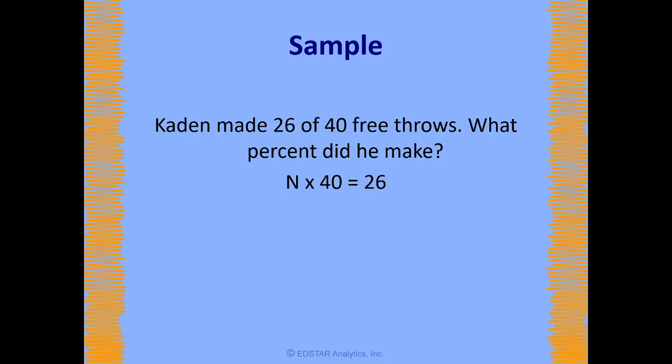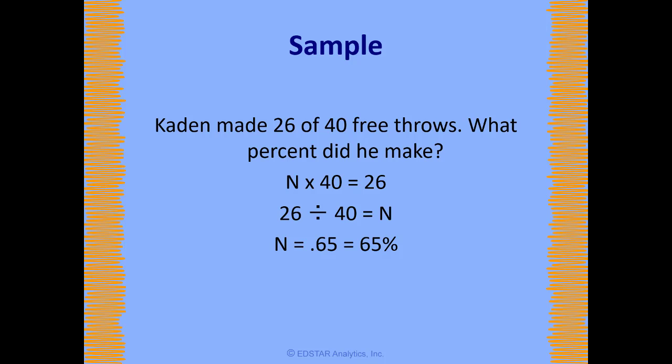Caden made 26 of 40 free throws. What percent did he make? Well, here the percent is missing. So here the secret missing number is the percent. We have the whole, which is 40, and we have the part, which is 26. So we write n times 40 equals 26.